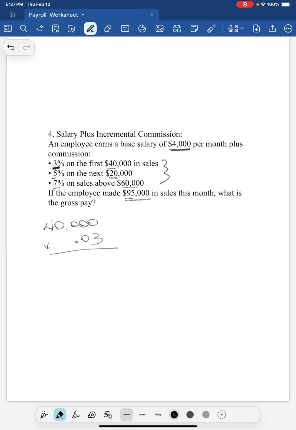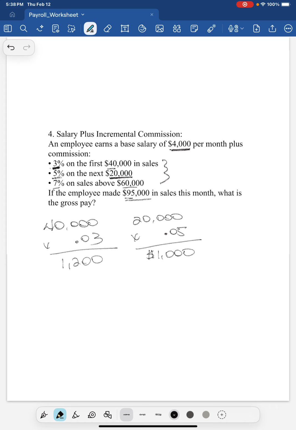And that total is $1,200. That's how much they made on the most basic commission rate. And then we know they've got all 20,000 of these dollars too at the 5% rate. Times, you have 20,000 times 0.05, and that's another $1,000 they have made.